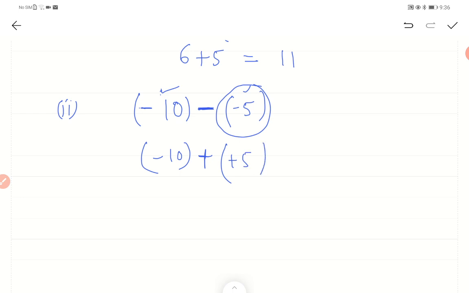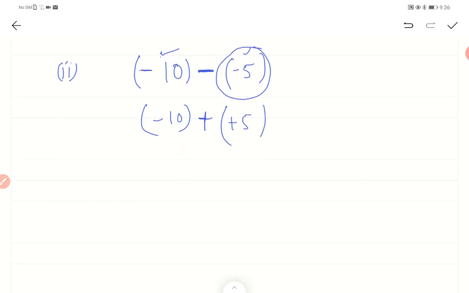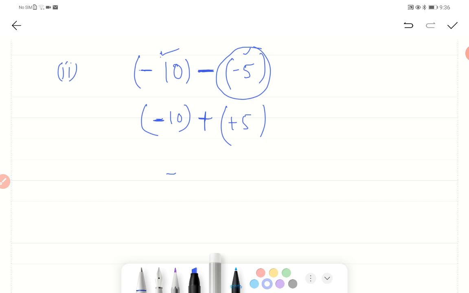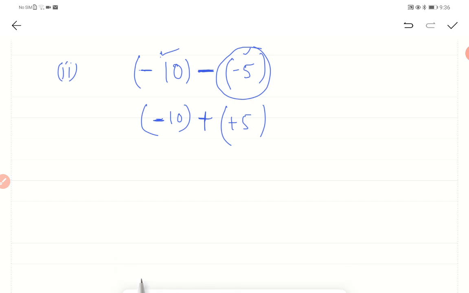So now it's very simple, just like addition. This is minus 10 plus 5, what is it? One is a negative integer, one is a positive integer. So you will do subtraction, 10 minus 5, which is 5. And what should be the output sign? Yes, that of the bigger integer. Out of 10 and 5, 10 is the bigger number. So you will take the sign of that number.